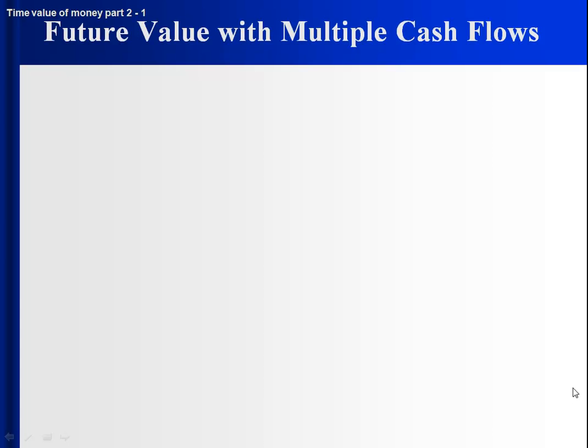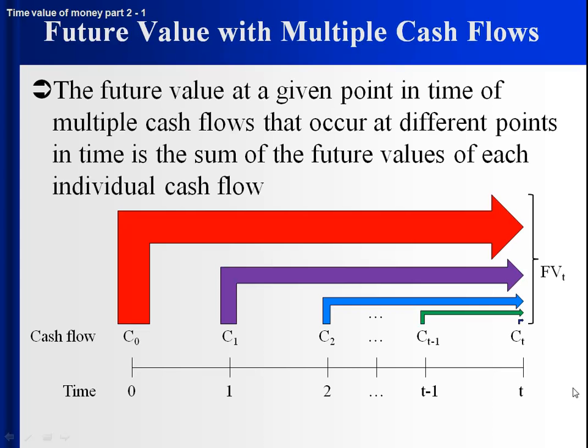Let's talk about the future value with multiple cash flows. What this really means is how much will we have at some point t if we put in investments at different points in time. And it's simply the sum of the individual future values. So whatever money we put in today, how much will it be at time t? It'll be this times 1 plus r to the t.